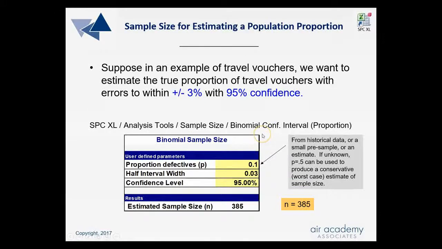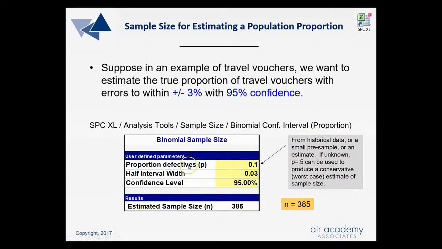So that was for estimating a population mean. What about for estimating a population proportion? Well, we have the same kind of menu interface items that we have to specify. And suppose that in a travel voucher example, we have many travel vouchers that we're processing, and we have errors in the travel vouchers. And let's say that we would like to estimate the true proportion of travel vouchers with errors to within 3% with 95% confidence. Now we're going to go to the analysis tool, sample size, just like we did before, but in the case of proportion, we're going to use the binomial confidence interval proportion option.